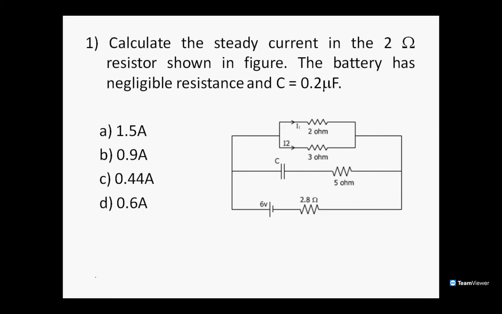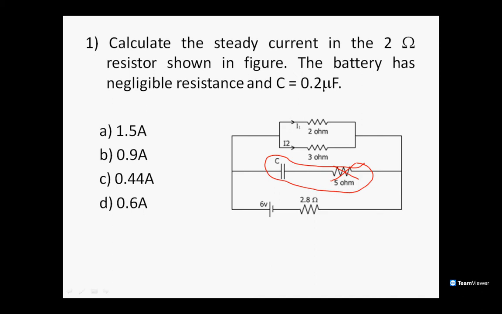Now start thinking why he is using the C here. The property of the C is what? Always it blocks DC. When it blocks the DC, it means no current will flow through the 5 ohm resistor. So just eliminate the 5 ohm resistor. That's all. This is the first job.